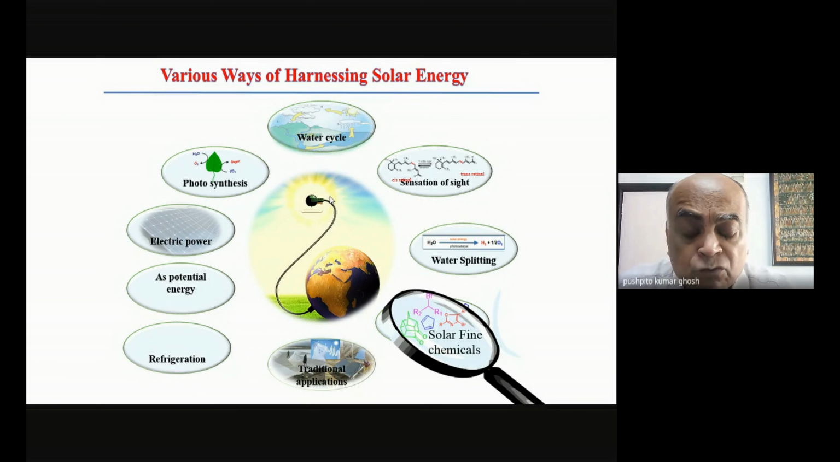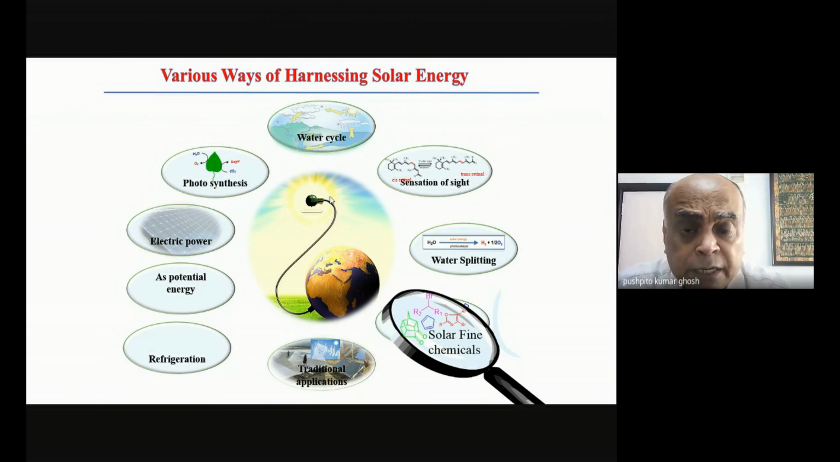Okay, so there are two distinct applications of solar energy. One exploits the photons in solar energy, typically in the visible and ultraviolet spectrum. The second is what we call thermal energy, which really exploits the longer wavelength radiation in solar energy, which is all things related to infrared and beyond.